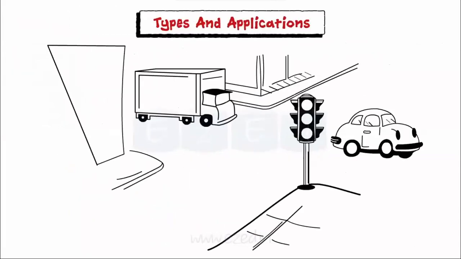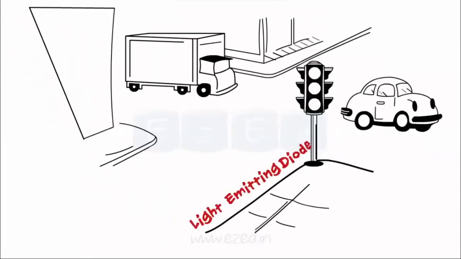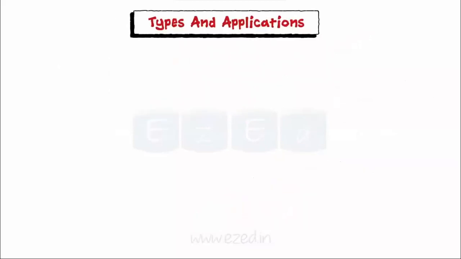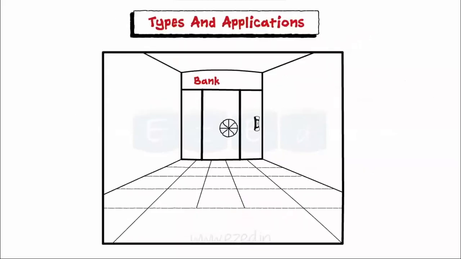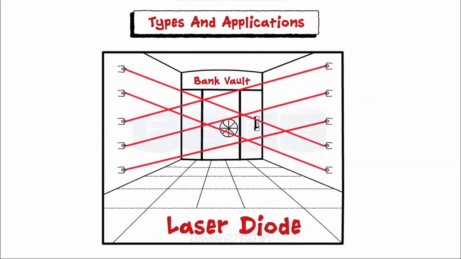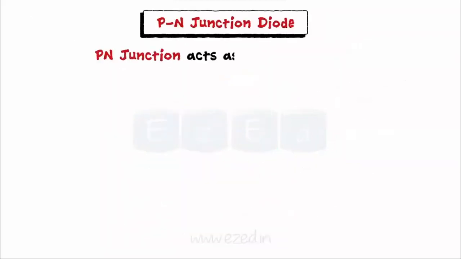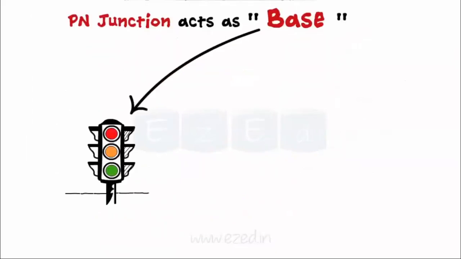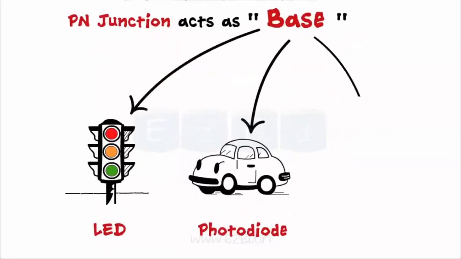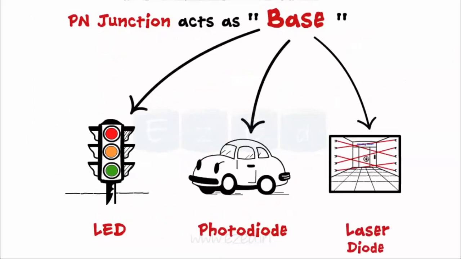The different types of diodes are light emitting diodes, commonly known as LED, used in road signals, or as LED TVs. Photodiodes, used as light detectors or light sensors in industries like communication, medical, automobile, headlights of a car. Laser diode, used as pointers, security alarms, etc. PN junction diode acts as a base for all these diodes, and other diodes are modified from the PN junction diode. Now let's understand more about this PN junction diode.